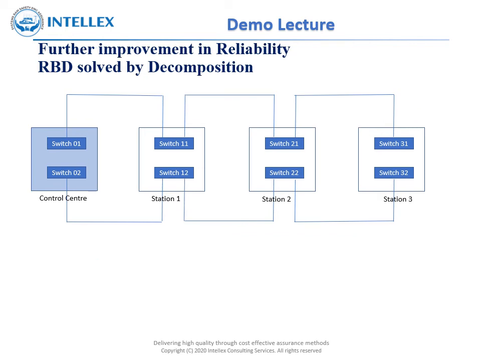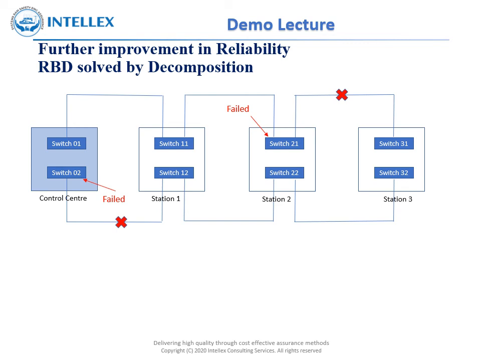The figure on the screen shows the ring architecture that we discussed earlier. We also saw that this architecture can tolerate failures in one of the communication paths as shown in the figure. Now suppose a second failure takes place in the alternate path of communication. Say switch 02 of the control center fails as well. In this situation, communication will not be available at stations 2 and 3.